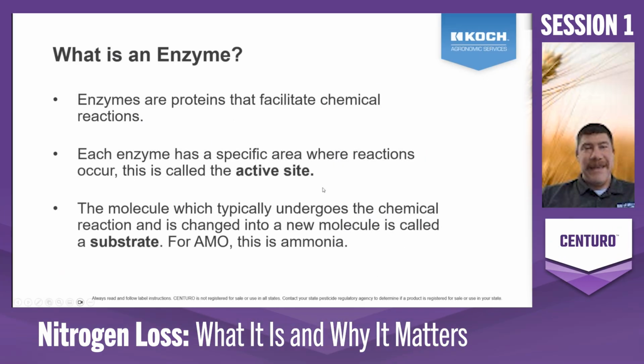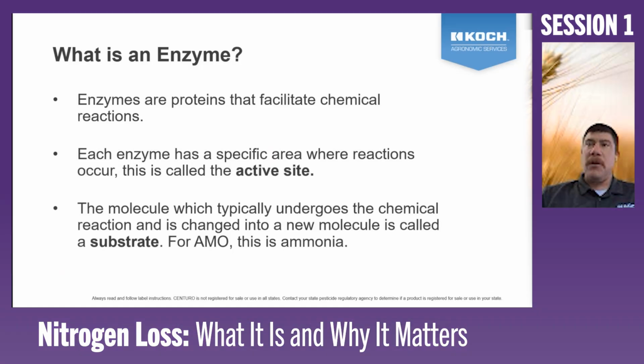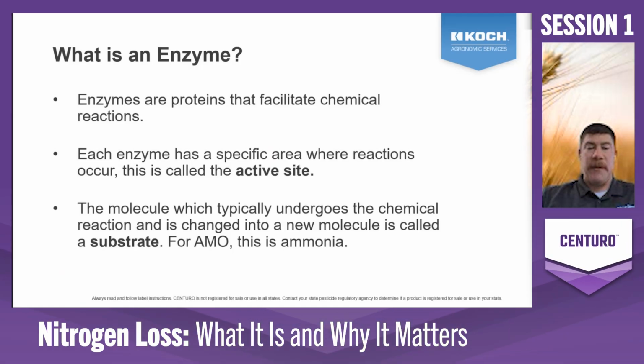Now, as we think about the enzyme itself, enzymes are really just proteins that facilitate chemical reactions across the board, right? We're very familiar with enzymes across all of ag, whether it's on the livestock side of the industry or row crops as we have here. Enzymes are very well known, very well studied in many situations, just like this one. The molecule which typically undergoes this chemical reaction, in this case, left naturally, would be ammonia or ammonium being converted into nitrate, is called the substrate. And so we want to inhibit that substrate from getting chemically changed, right?